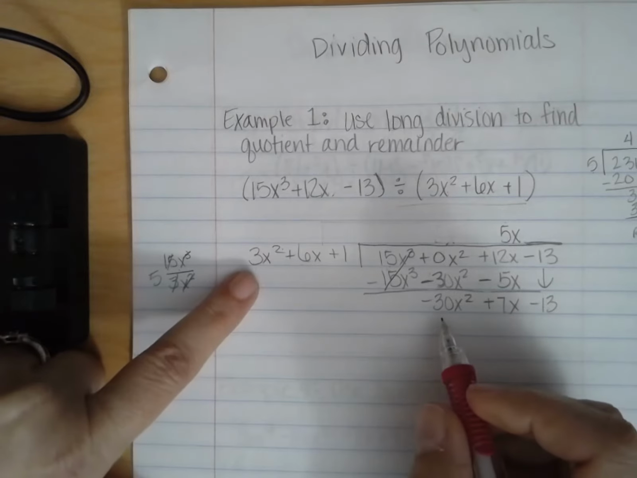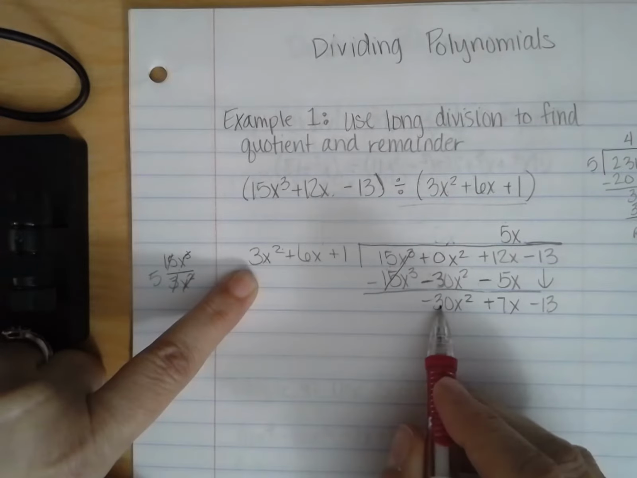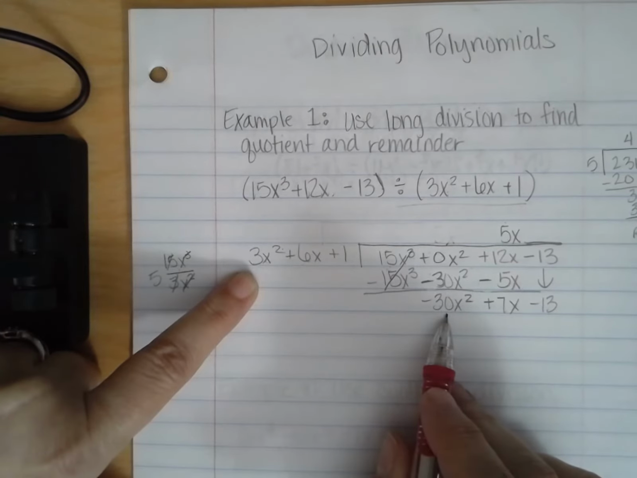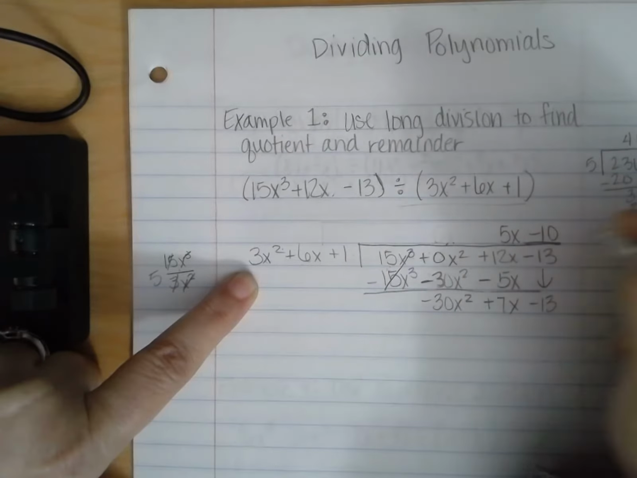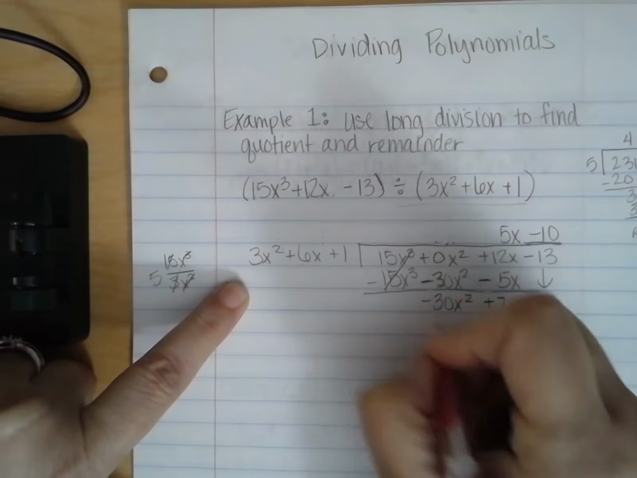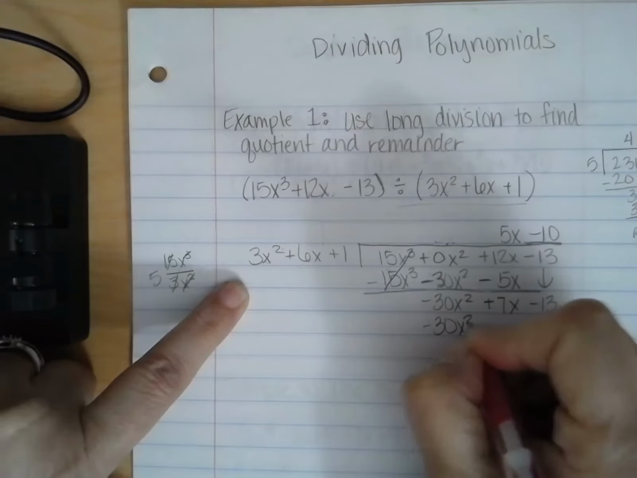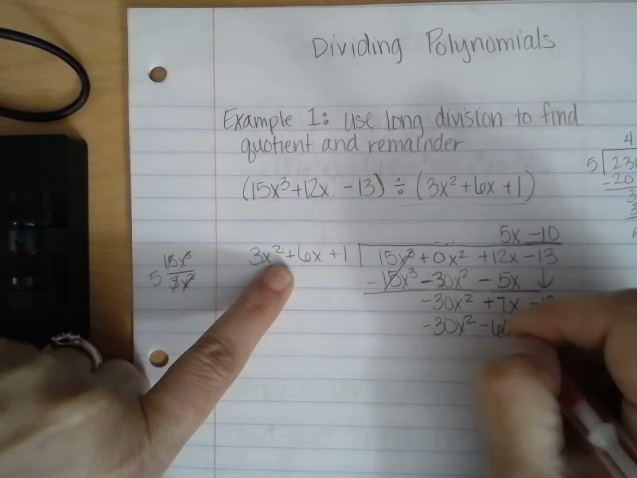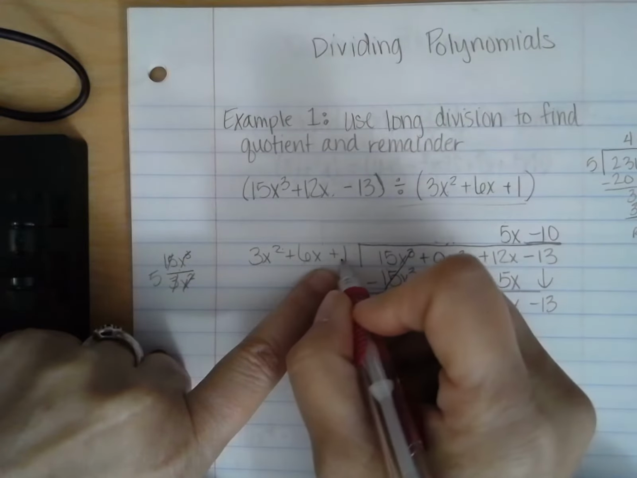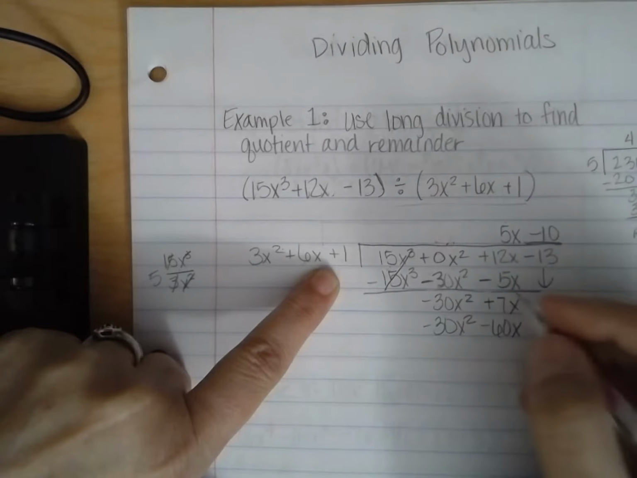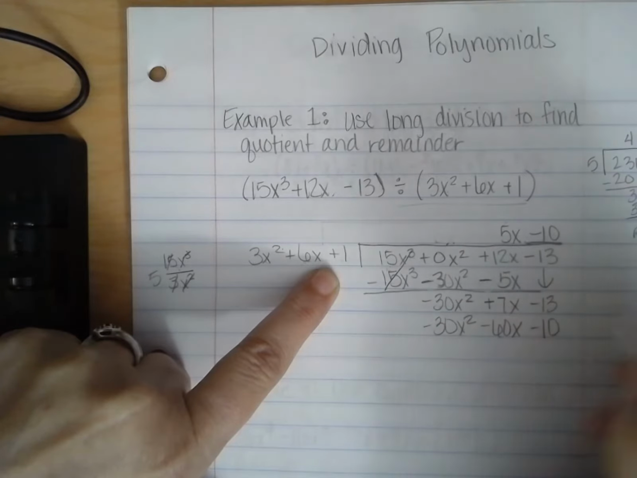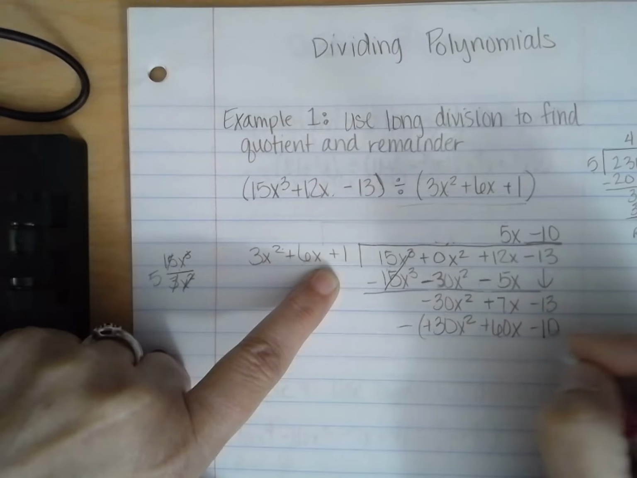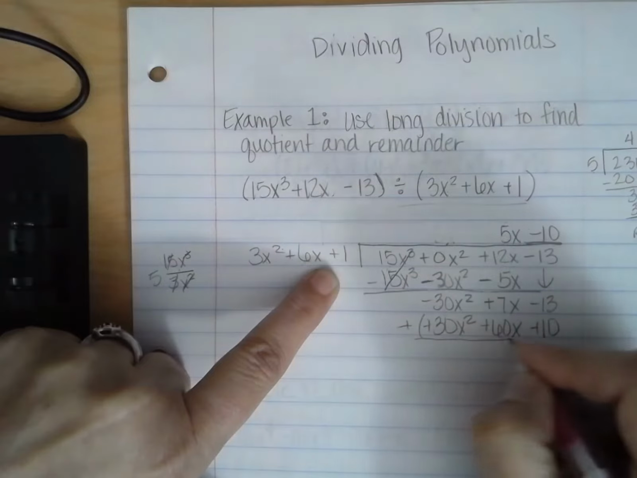Now we have to ask ourselves, what times 3x squared will give me negative 30x squared? Well, I just need a constant, and it's going to be negative 10. So negative 10 times 3x squared is negative 30x squared. Negative 10 times 6x is going to be negative 60x. Negative 10 times 1 is going to give me negative 10. And again, we're going to subtract, so that changes all of our signs. And then we're going to add down.